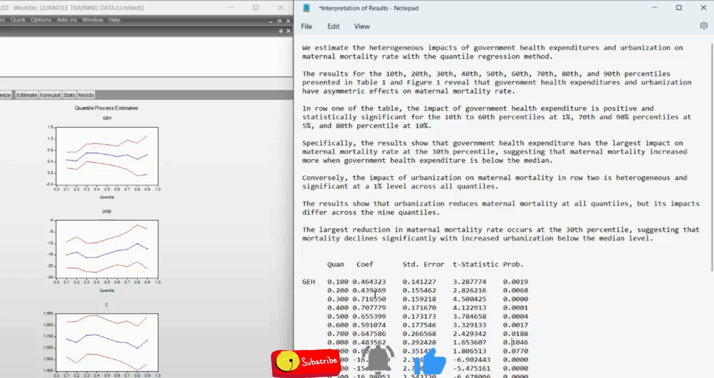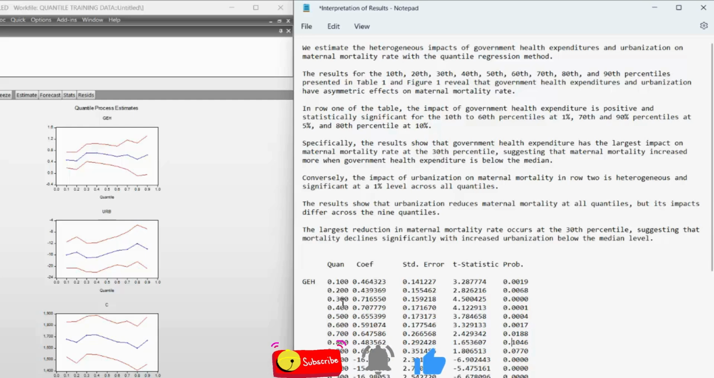What happened to this coefficient? Which one has the highest? Which quantile has the highest coefficient? The 30th quantile. Is it below the median or not? Yes, it is below the median. The median is this, which is 655,399. But the quantile with the highest coefficient is the 0.3 quantile.